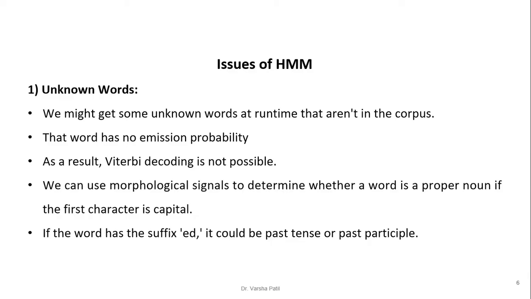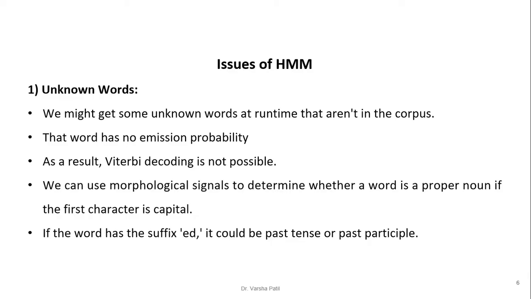Now we will see the issues of HMM. First is the unknown words. We might get some unknown words at runtime that are not in the corpus. In the previous slide we already discussed that the Baum-Welch algorithm is one of the solutions for that. When the word was not present in the corpus, that word has no emission probability. As a result, Viterbi decoding is not possible.